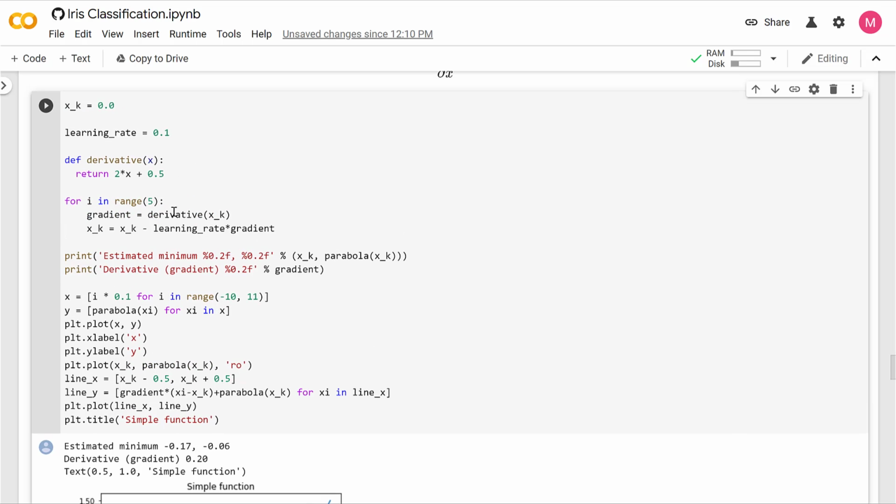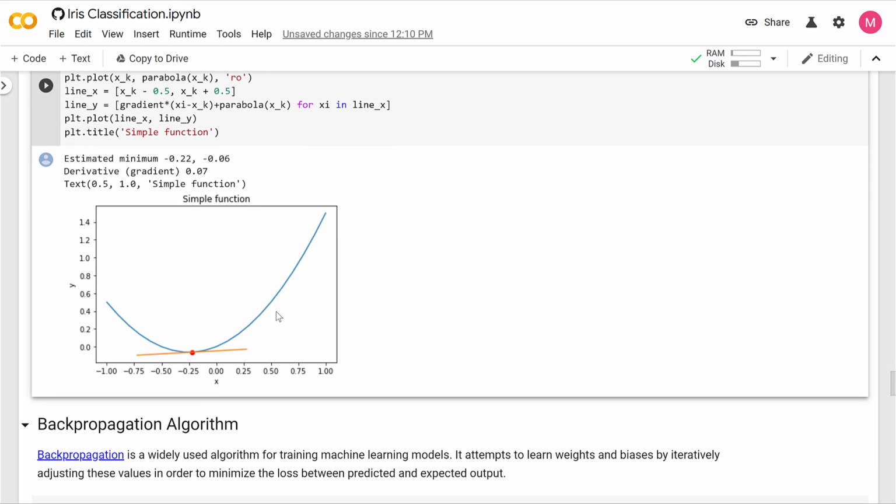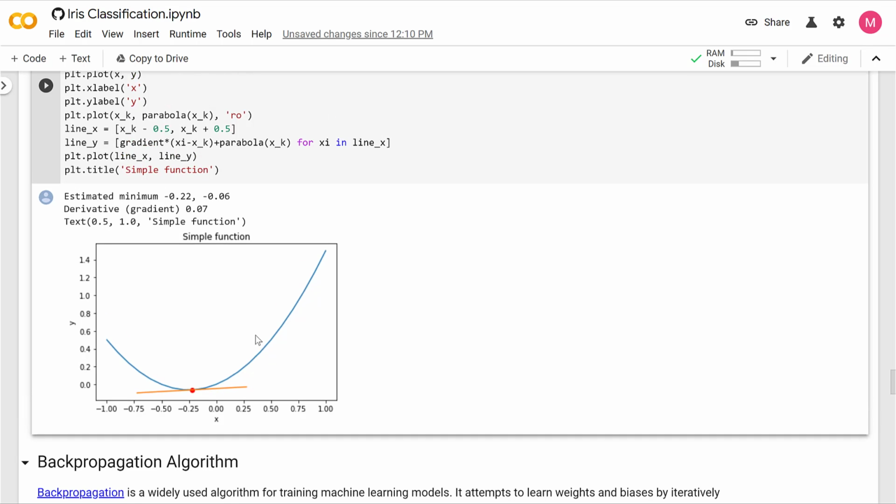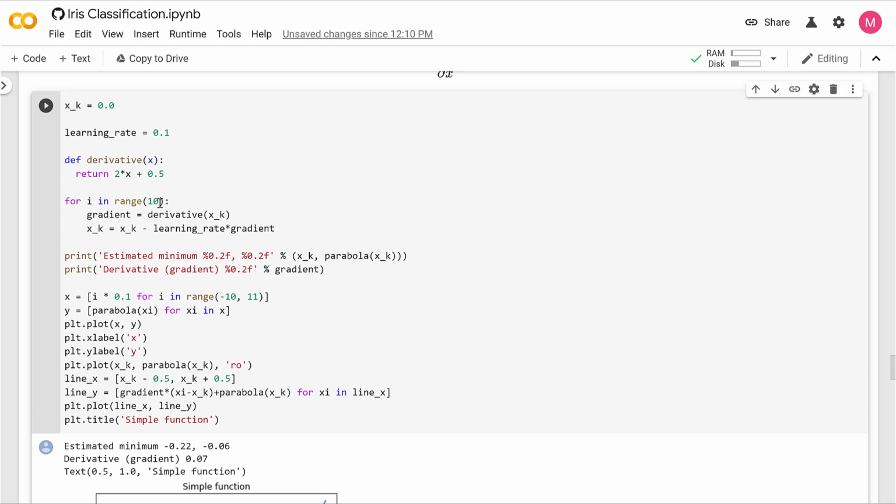So what we could do is we could adjust one of the hyperparameters. In this case, let me just increase the number of iterations to 10. And let's see what happens. All right, it's a little bit better. We're almost there. The gradient is 0.07, so it got smaller, so we're almost at the absolute minimum, but we're not exactly there. So let me go to even a higher number, 100 iterations or 100 epochs.